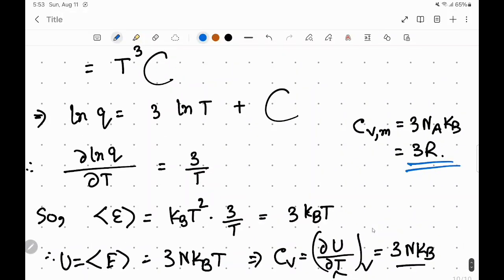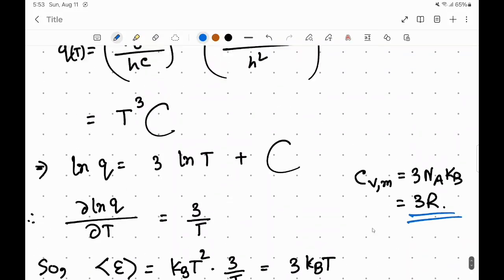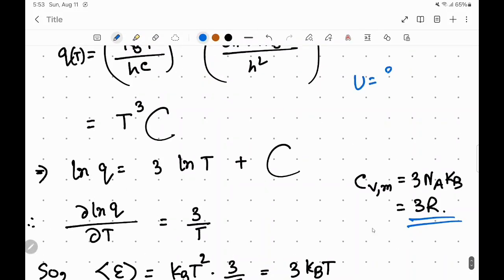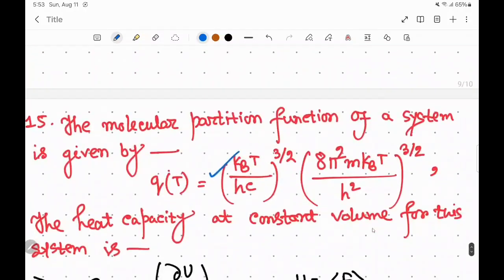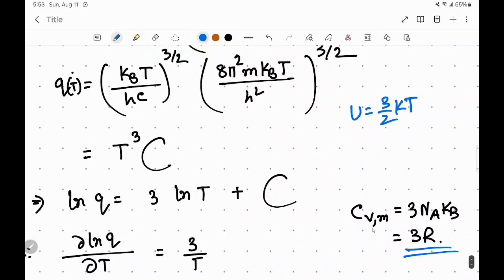If you consider only translational, what is the U? 3 by 2 kT, right? Then that means there is another contribution as well, because if it is only translational, then Cv will be 3 by 2 R, but it is 3R. So it is not only the translational. There are other modes also considered.